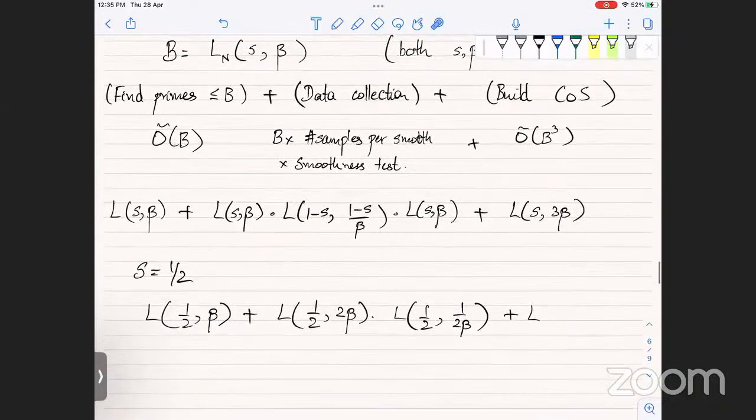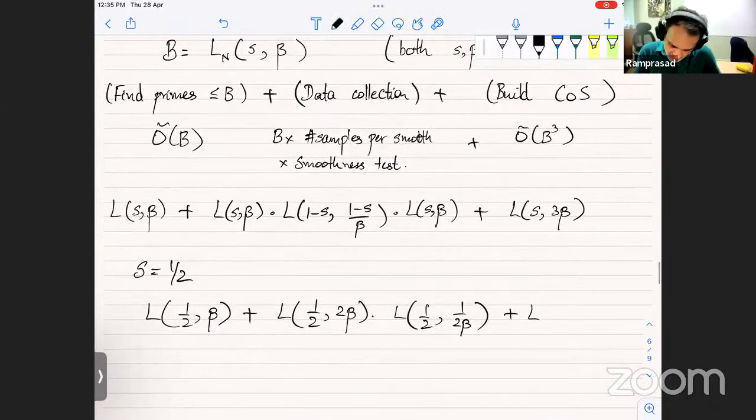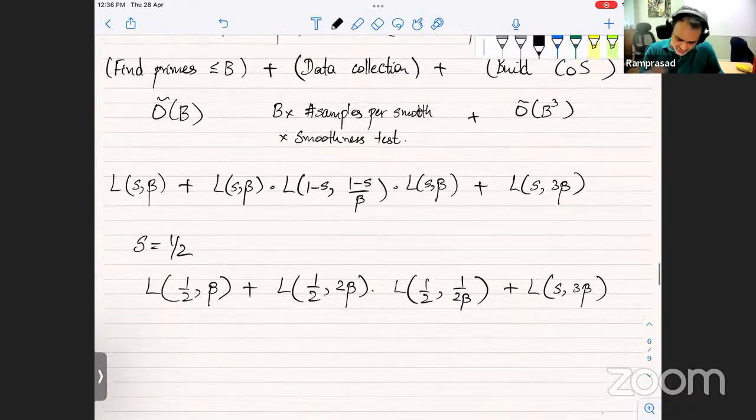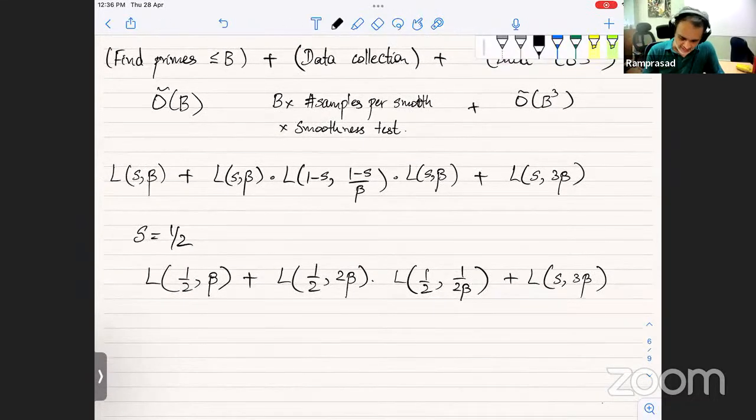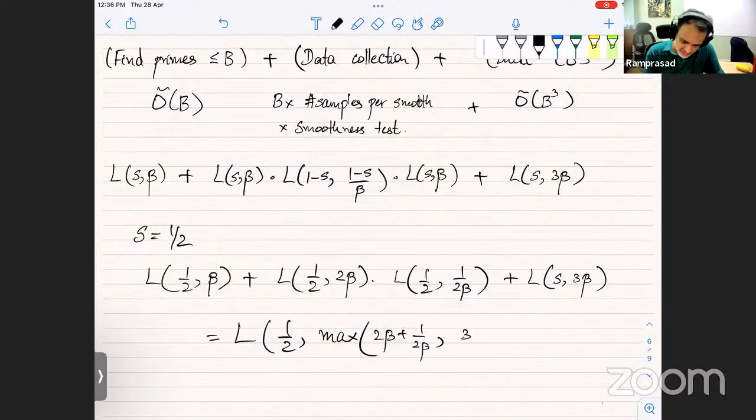Okay. So this is what we have, and then this is going to be L of S comma 3 beta. So if you do all the arithmetic that we had done here, this is going to become L of half comma max of these two quantities: 2 beta plus 1/2 beta, and 3 beta.